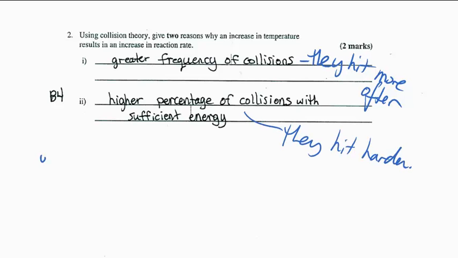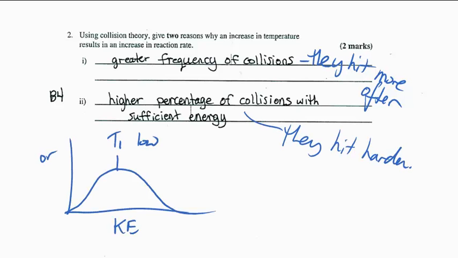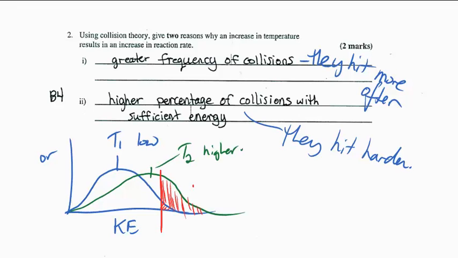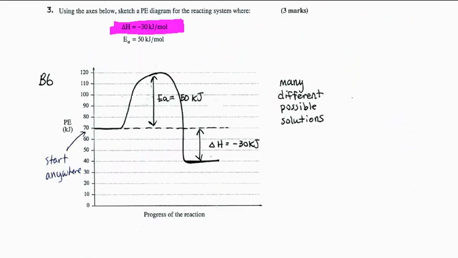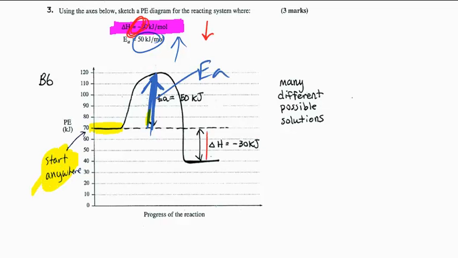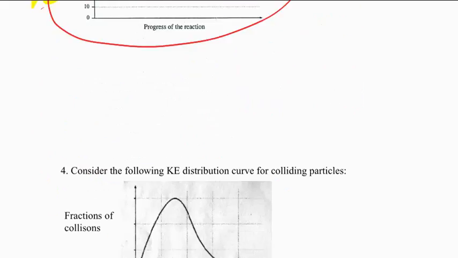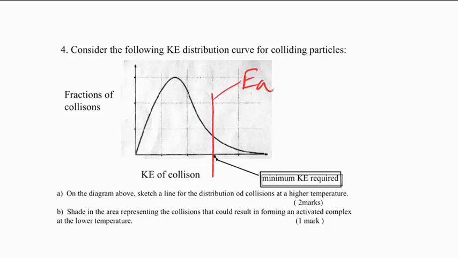Now, a temperature increase basically means particles hit more often and they hit harder. Or you can just completely answer it differently by using the kinetic energy distribution diagram. More particles have sufficient energy. Here we are using a graph where they don't say where to start, so start anywhere.